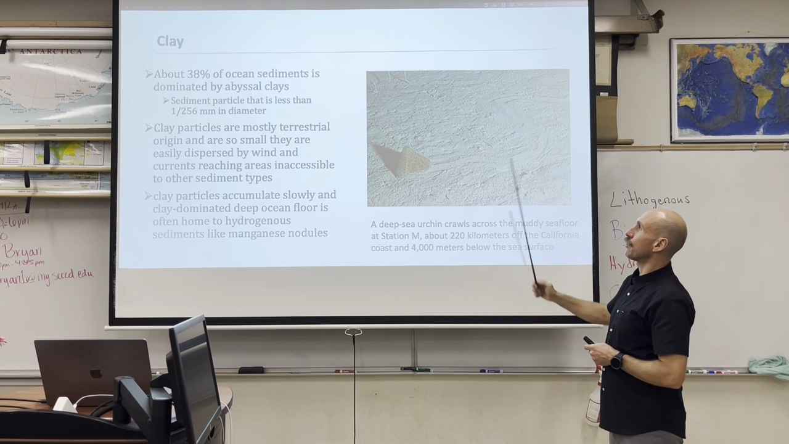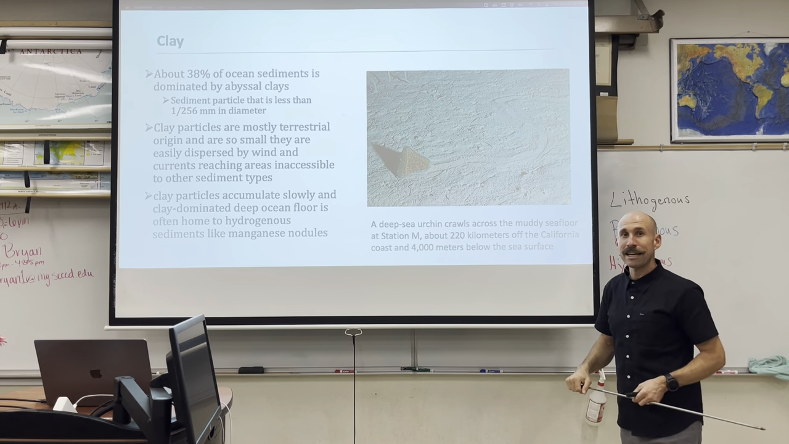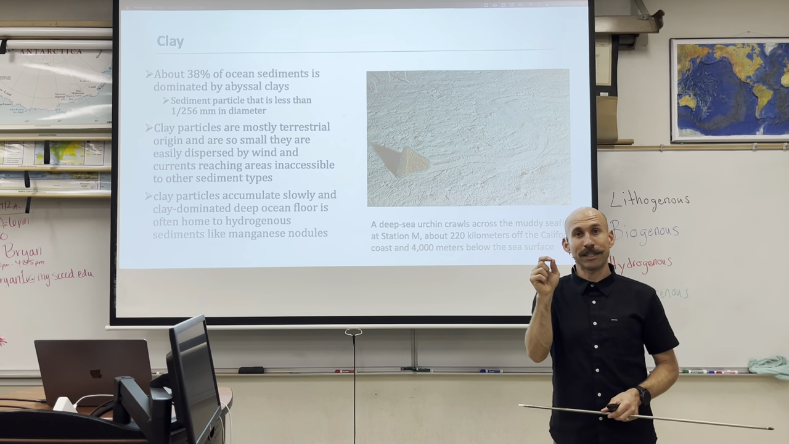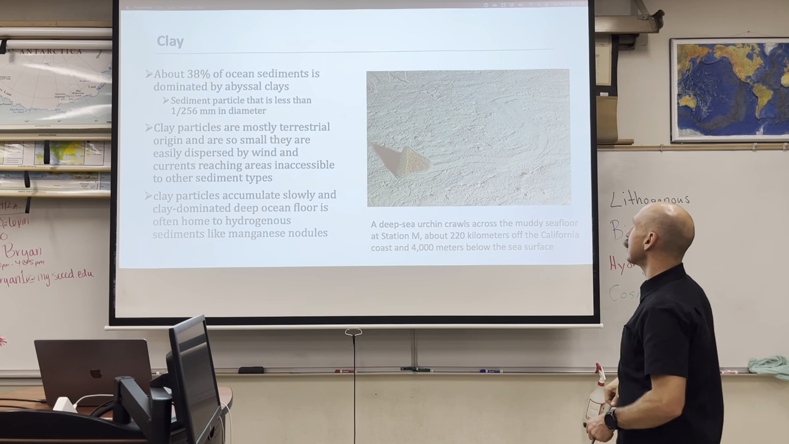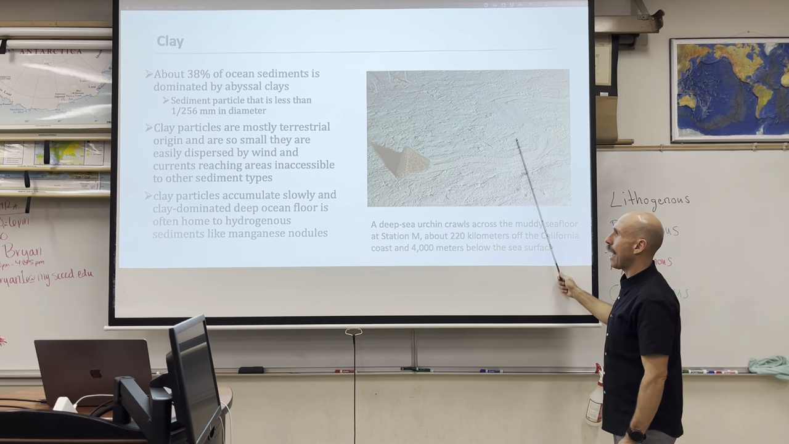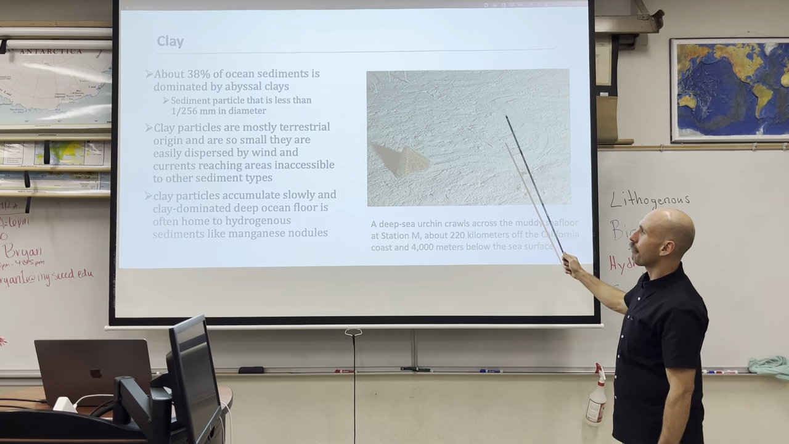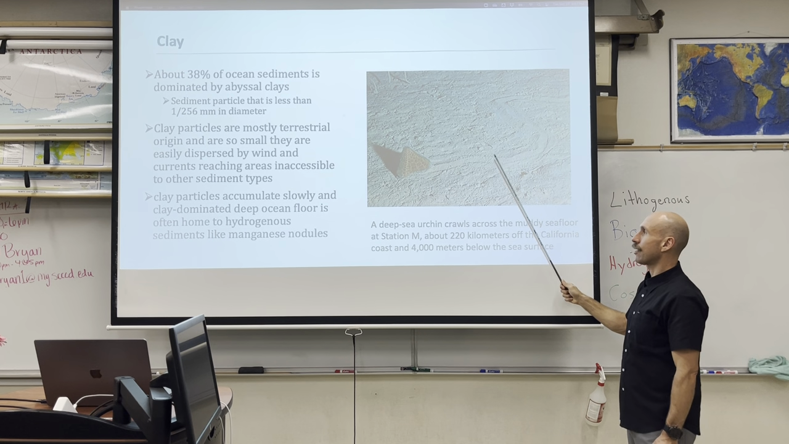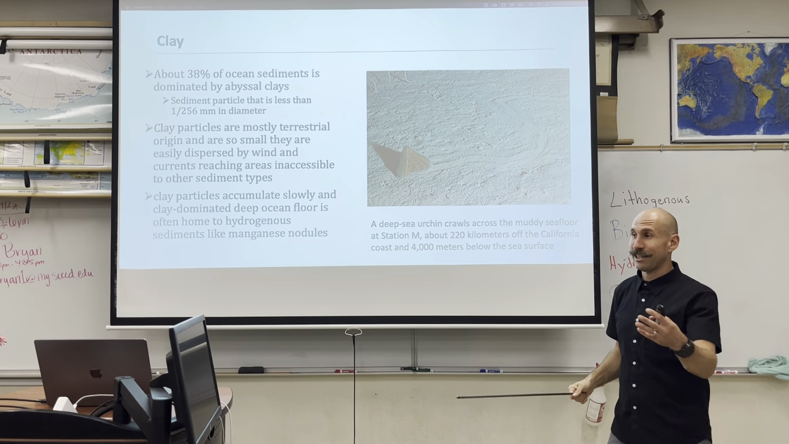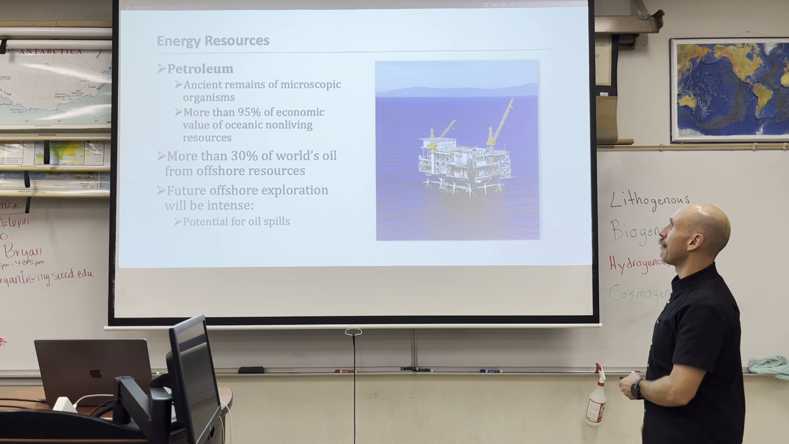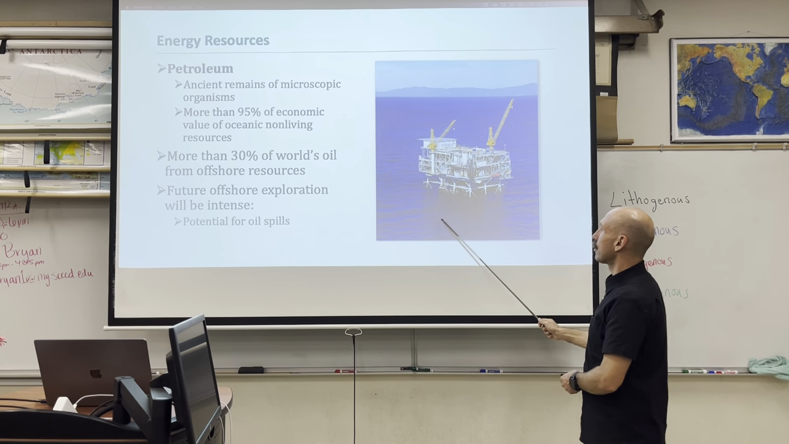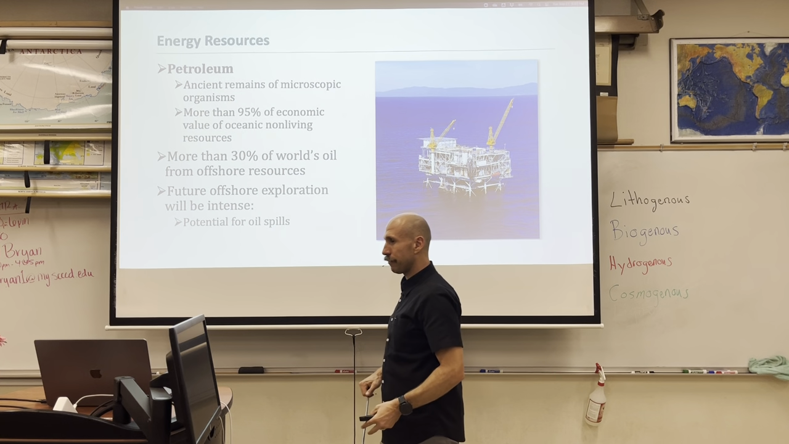So clay. About 38% of ocean sediments is dominated by abyssal clays. It's really small lithogenous sediments that travel in suspension and then rain down into the deep ocean basins, really important for providing habitat. And then also manganese nodules are right on top of these clays. It's an interesting process. Again, I can't wait to read your paper to see what you figure out about how and why that happens.